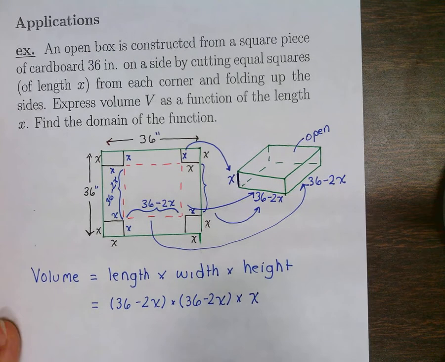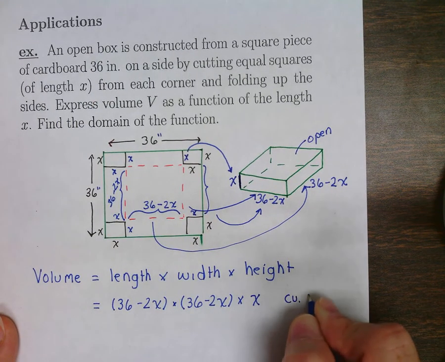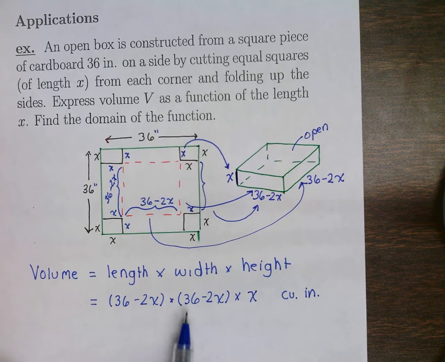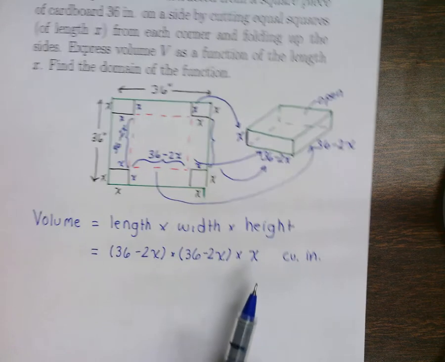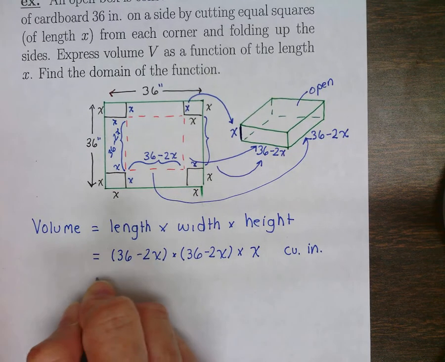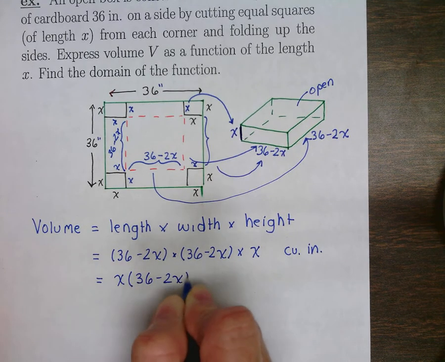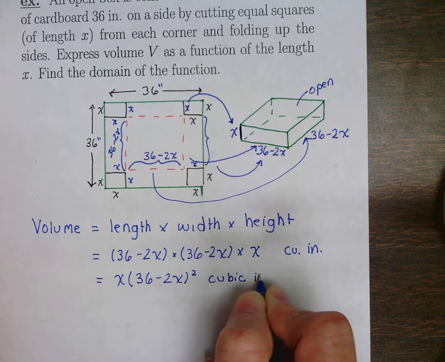And what would the units be? Well, each one is an inch, so it's cubic inches. 36 minus 2x inches by 36 minus 2x inches by x inches. So it's that. If I want to simplify that, I can write it as x times (36 minus 2x) squared cubic inches. All right, I'll write it out.